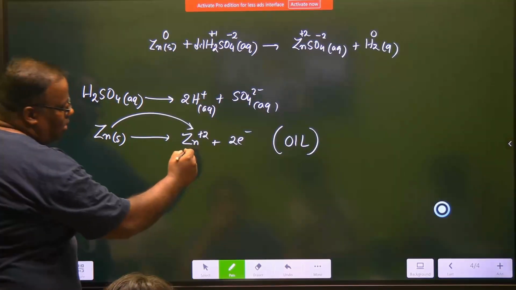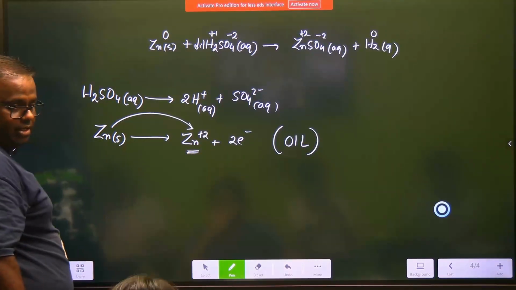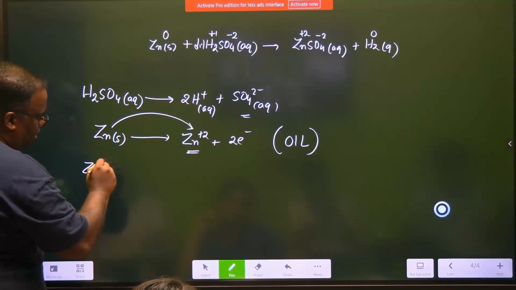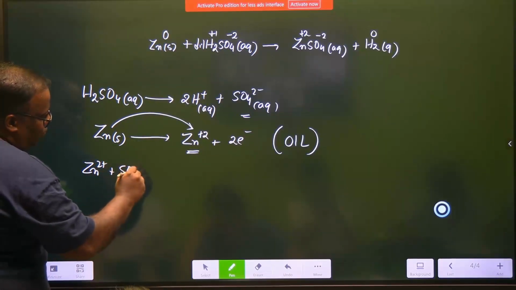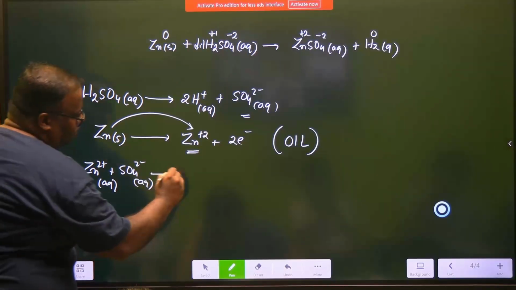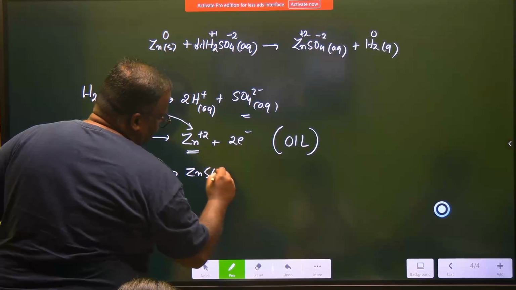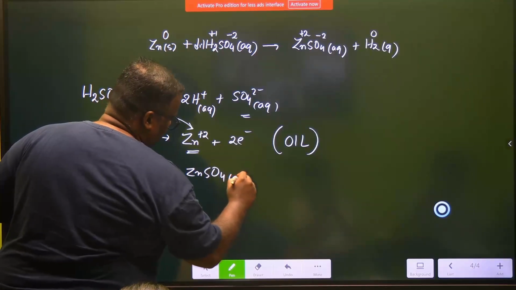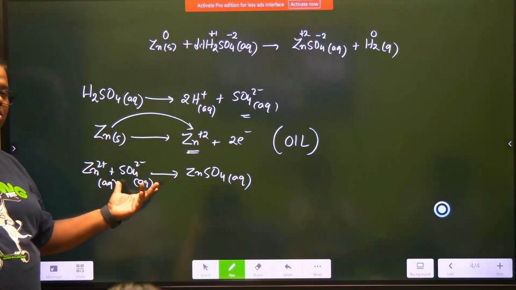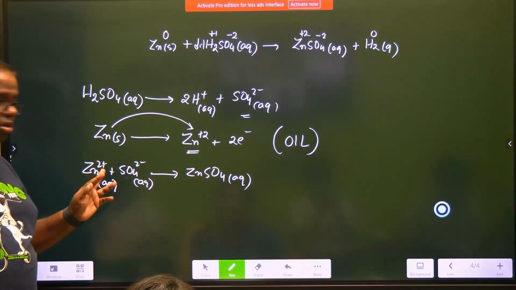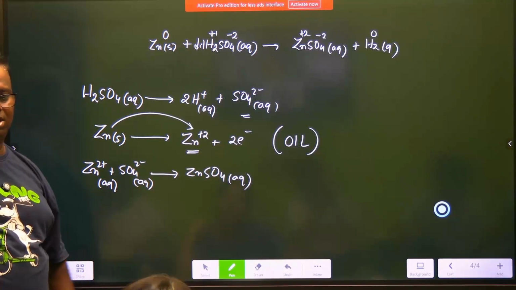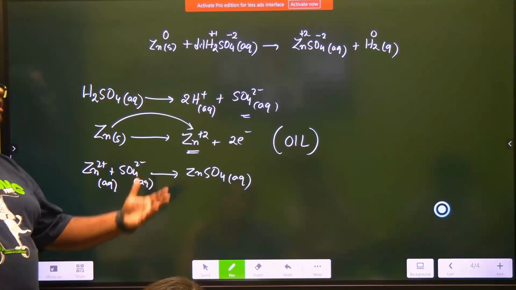So a Manglik boy has been created and a Manglik girl is already there. So Zn2+ and SO4 2- aqueous converts to ZnSO4 aqueous. Now you can ask me, sir, can you tell this is an oxidation or reduction? I will say nothing. No, +2 is still +2, -2 is still -2. This is no oxidation reduction. Nothing is happening. But where is the reduction?